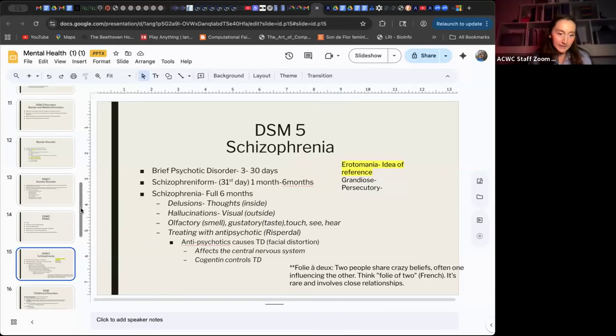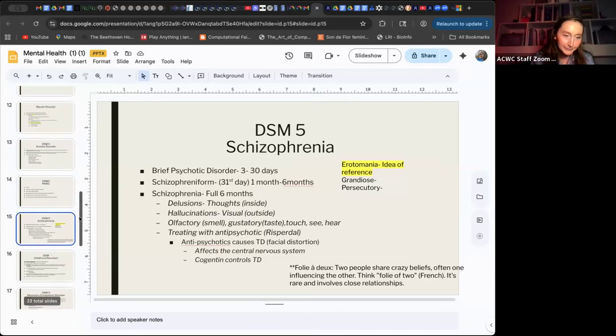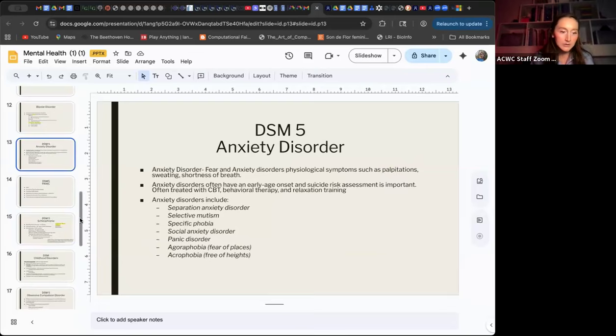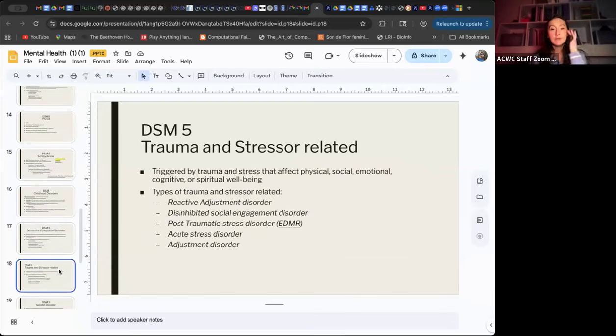Another one like that is, where is it at? Interesting. Is it not here? Here. Trauma and stress related. Another one that is like that, where you've got to know the duration to pick the right answer, is acute stress disorder compared to PTSD, right?